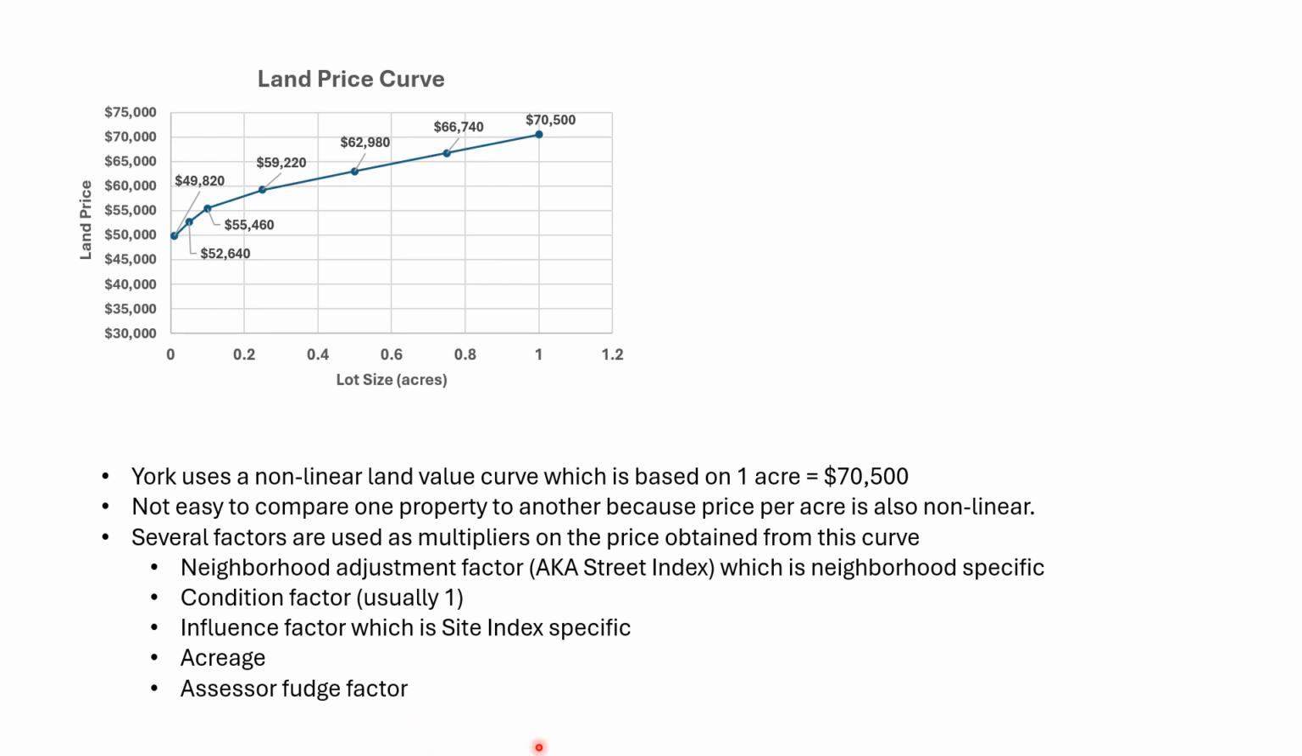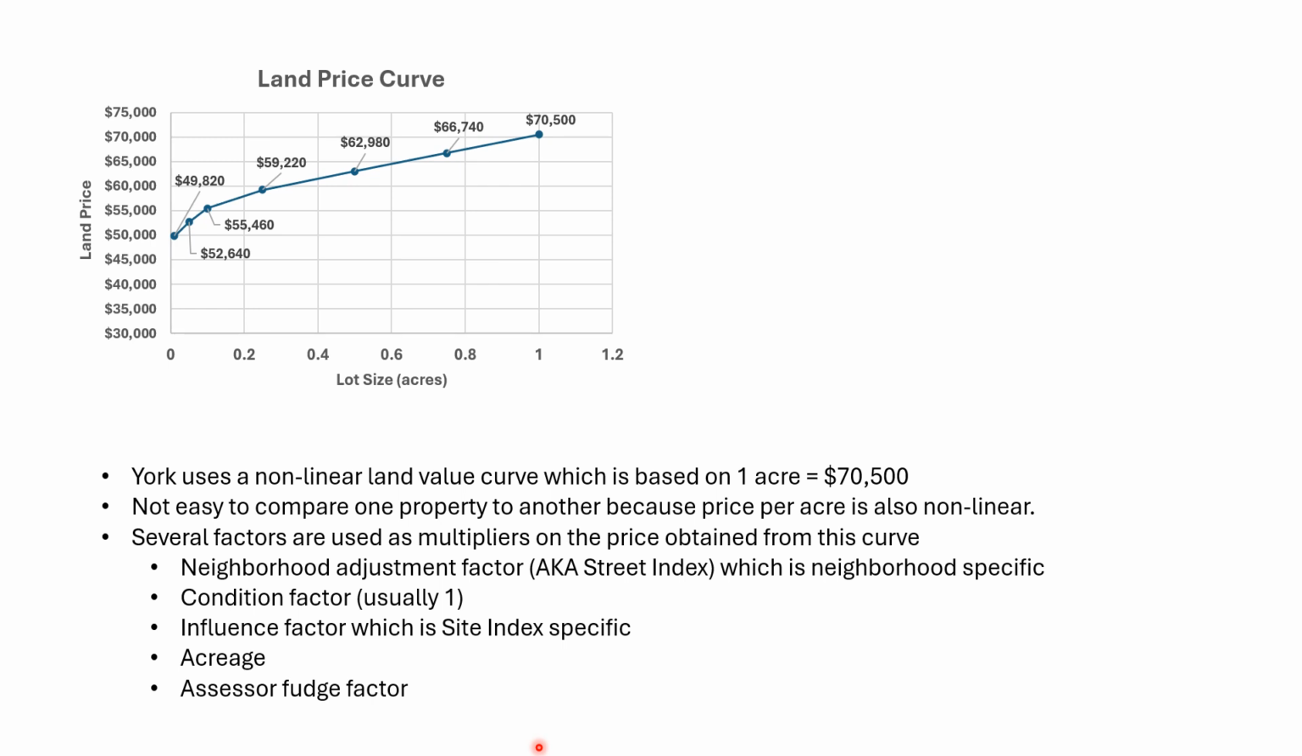The calculation begins with a land curve, which is shown here. It's not a linear line, it's a curve, and it shows where an acre of land is set at $70,500, and from there you see the different lot sizes and what the prices would be. It's not easy to compare your property to somebody else's directly, because, for example, if you had a 0.2 acre lot and you expected your neighbor with a 0.4 acre lot to have, say, double the value, that would be totally wrong, because it doesn't work that way.